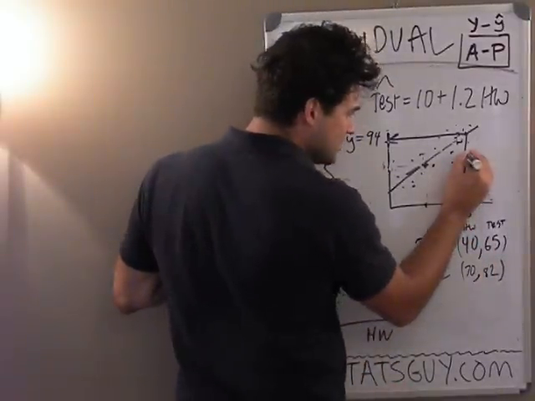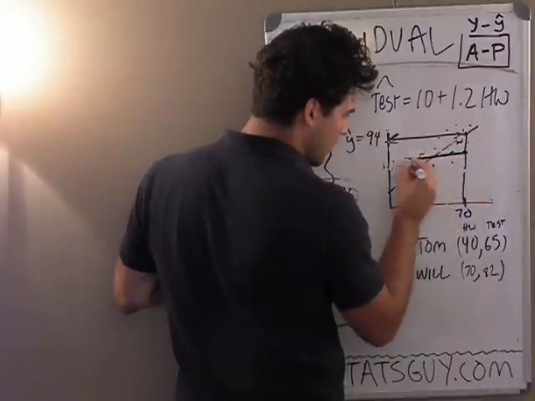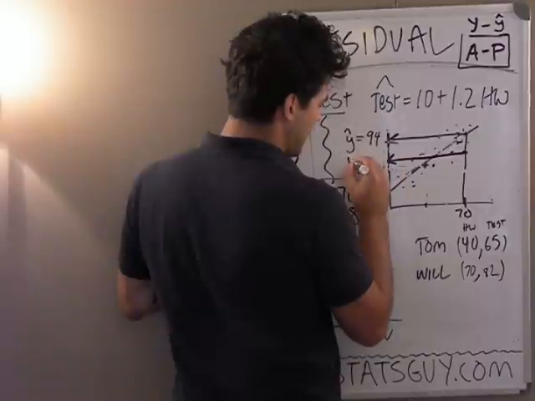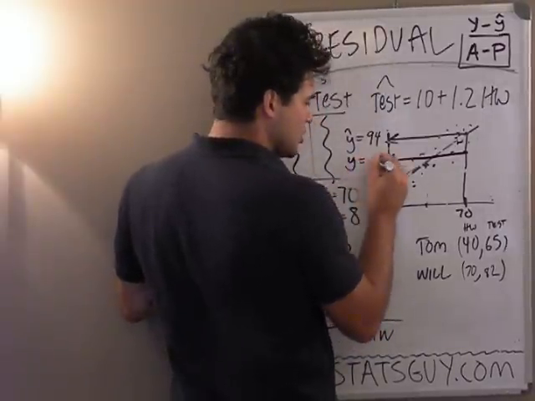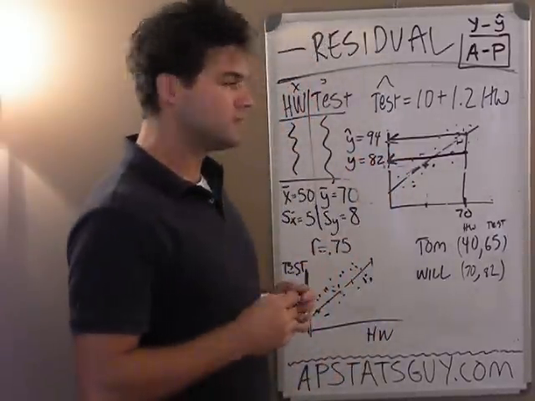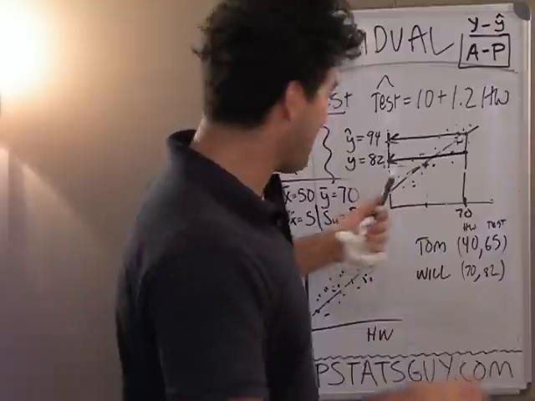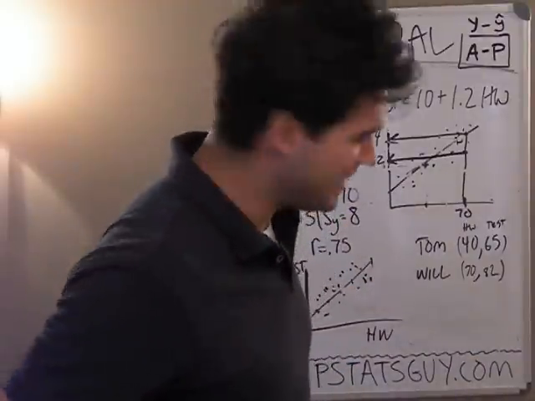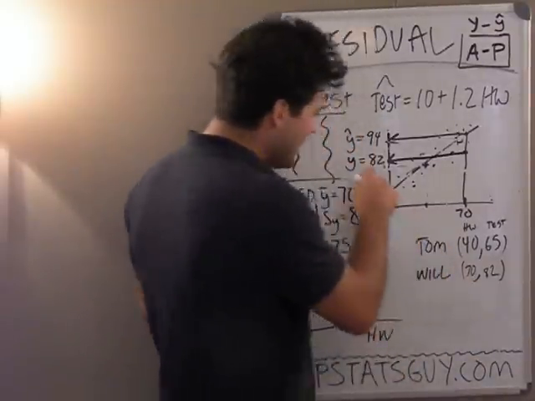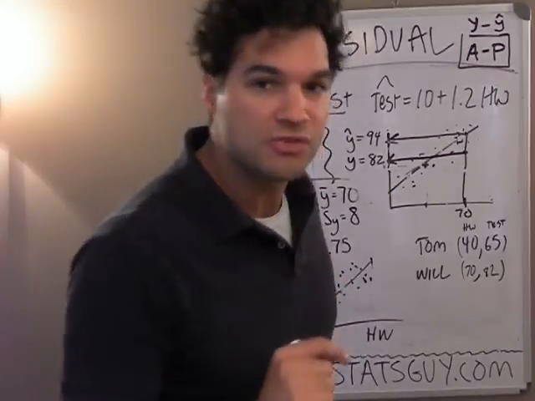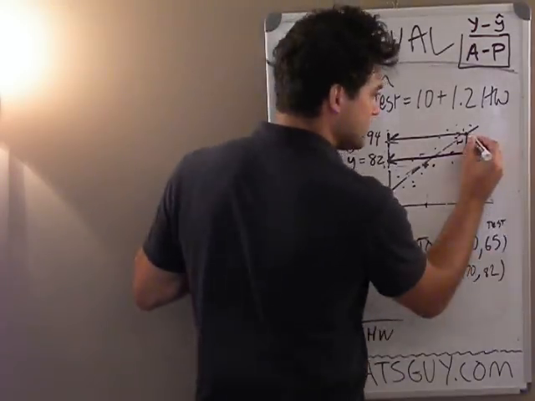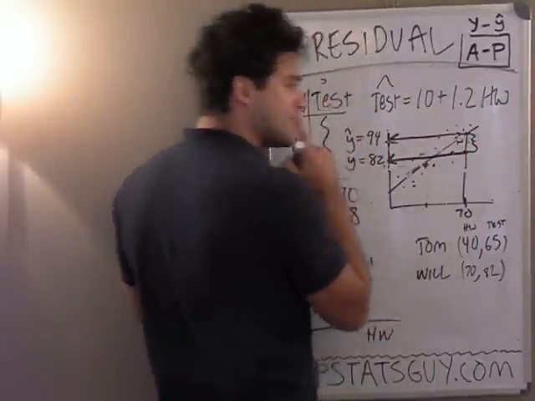However, Will was down here. Will actually had just an 82. Not bad. That's a good test average. Will, come on, keep your head up. Now, Will had an 82. What's his residual? Well, again, it's this. You can see it's below the line. It's going to be negative.